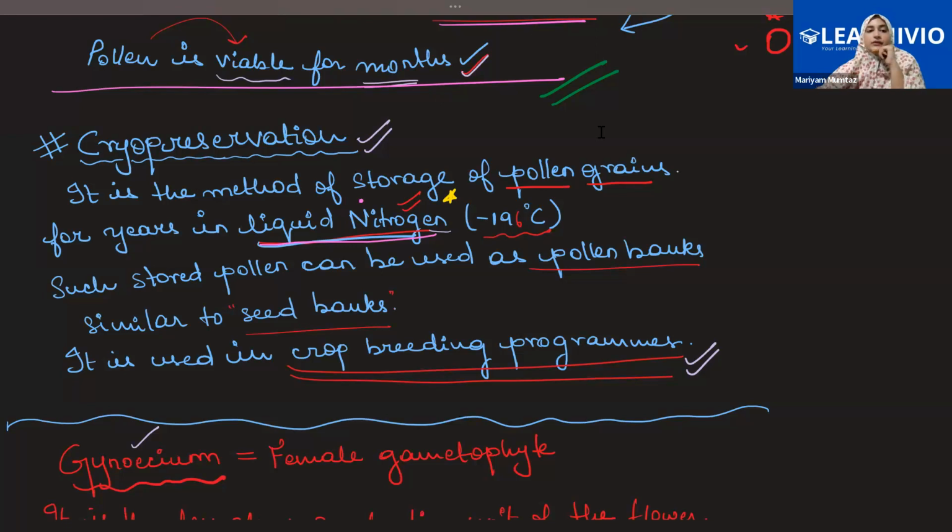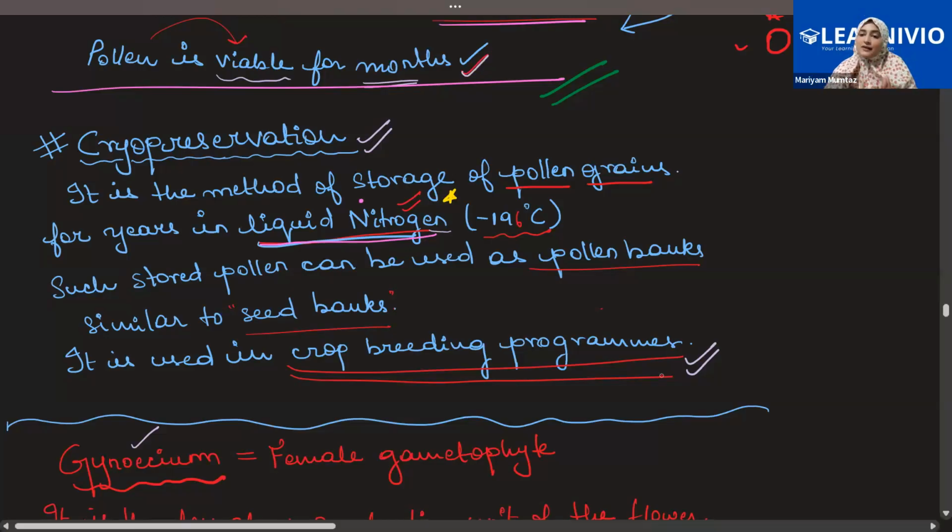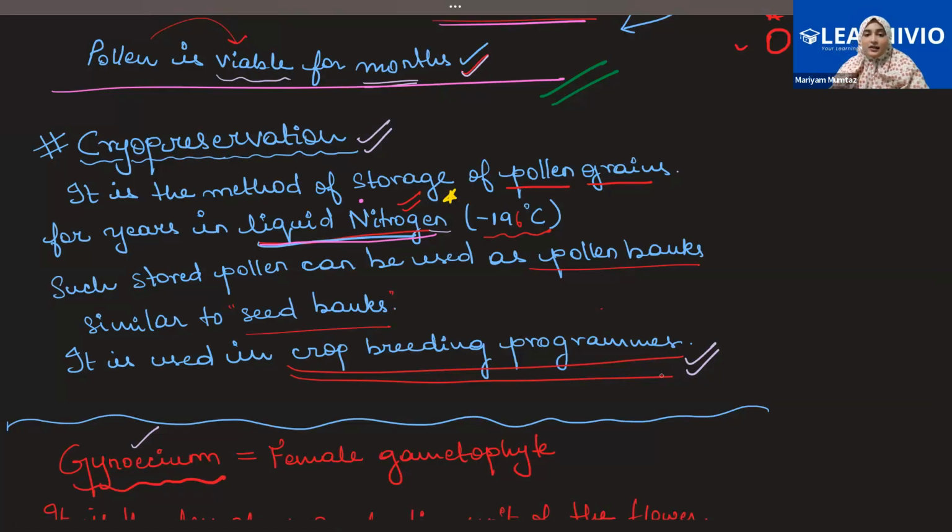All right. So we were talking about cryopreservation. Cryopreservation is the method by which we can store pollen grains for future use. For example, if we do not have any use for the pollen grain as of now, or if you want to develop a plant of your own, you'll try to save the pollen grain so that you can use it later on. That is what we call cryopreservation.